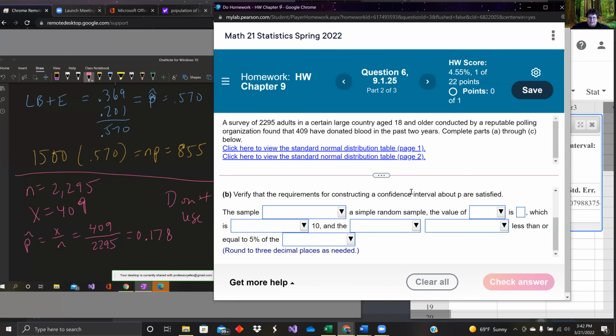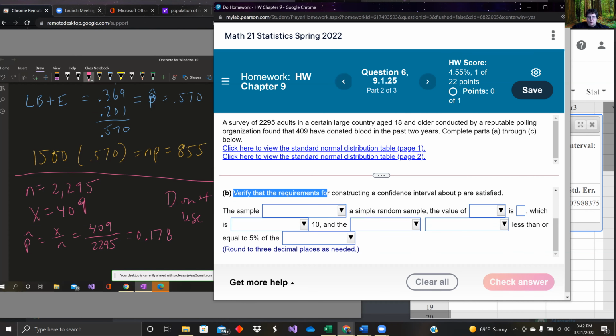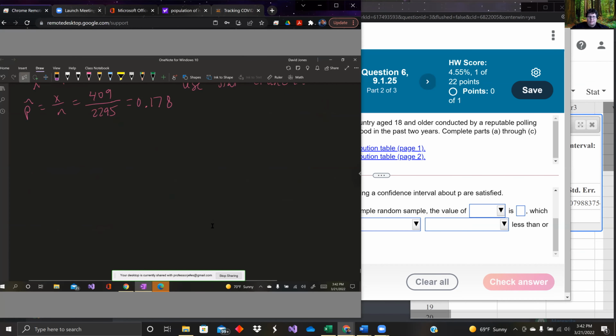All right, this one I can't write out. Let's see, it's asking us to verify the requirements. So we can do this by hand and then figure out what we need to put in the window. So we're verifying the requirements.